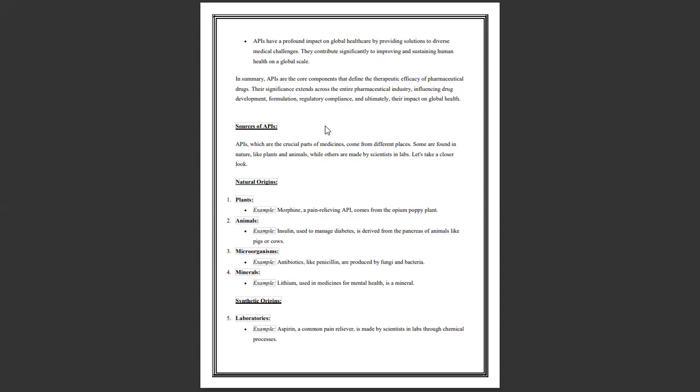It has two types of origin. First is natural origin, and the other one is synthetic. In natural origin are the plants, animals, microorganisms, and minerals. The synthetic ones have laboratories.